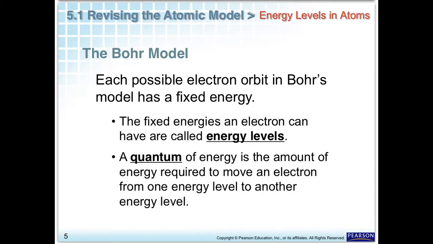He also said that each electron orbit has a fixed amount of energy, and these fixed energies are called energy levels. And the amount of energy needed to move an electron from one level to another is called a quantum. It's like a little minimum amount of energy. We can't have anything in between.